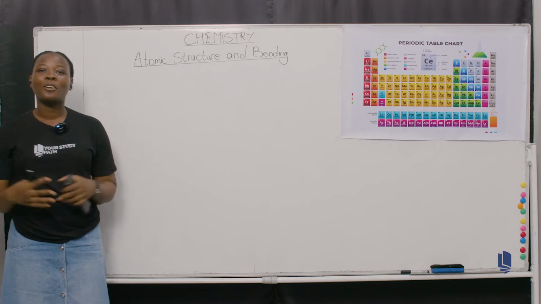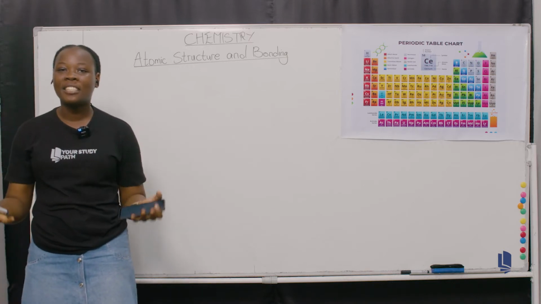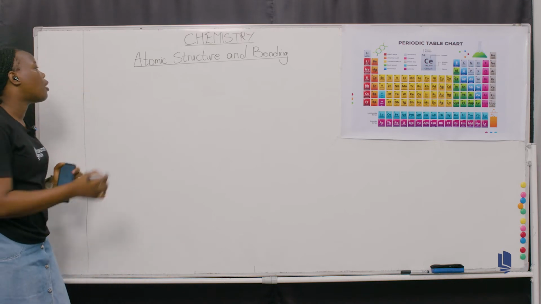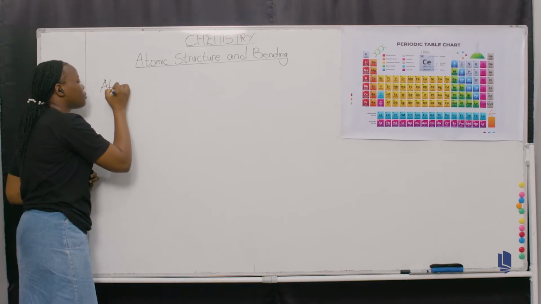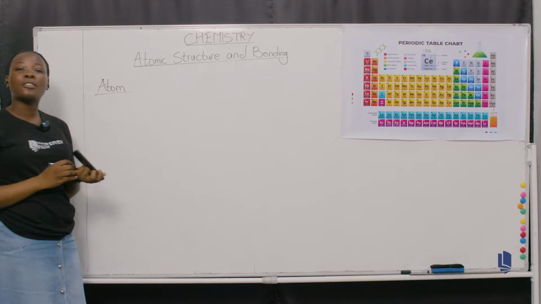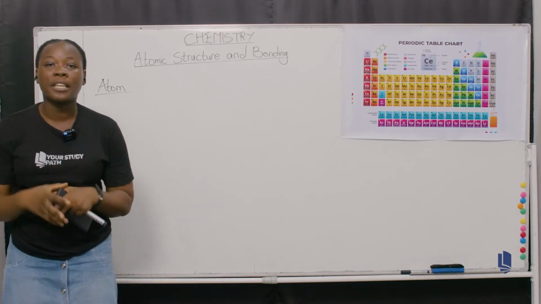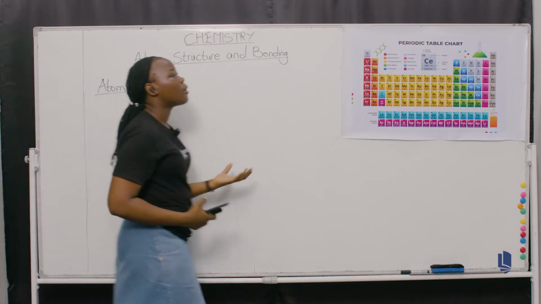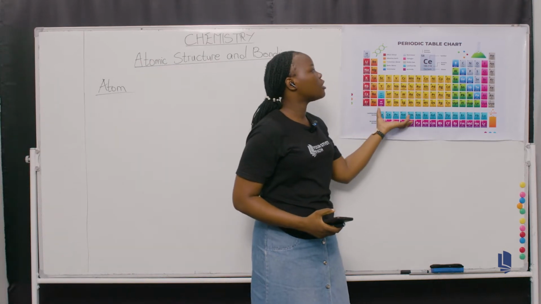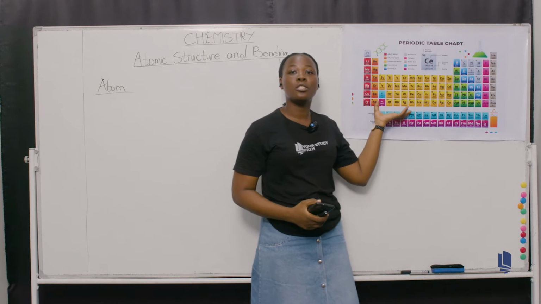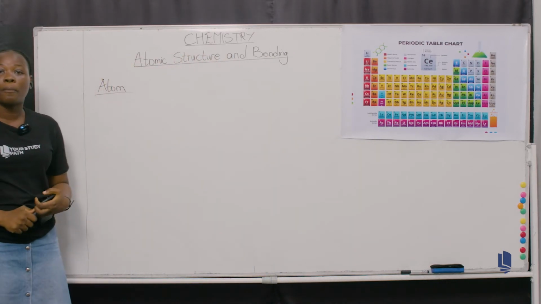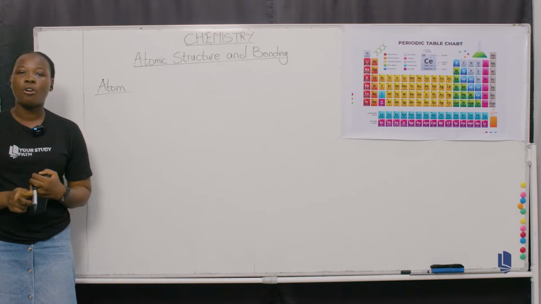What is matter? We all know that matter is anything that has mass and occupies space. Moving down, let's now talk about atom. Atom is the smallest particle that can partake in a chemical reaction. By the way, this is the periodic table chart and we'll be using it today. So atom is the smallest particle of an element that can partake in a chemical reaction.